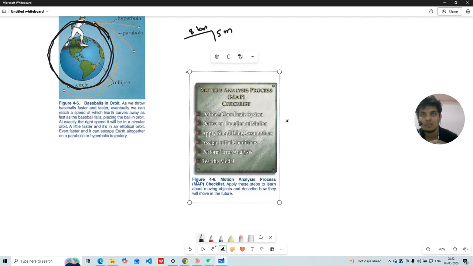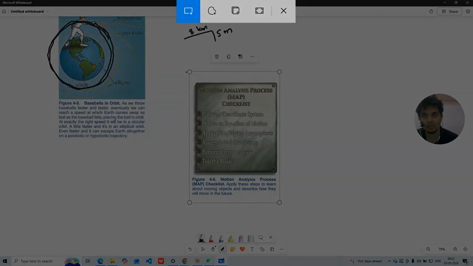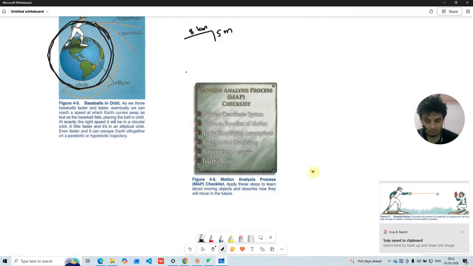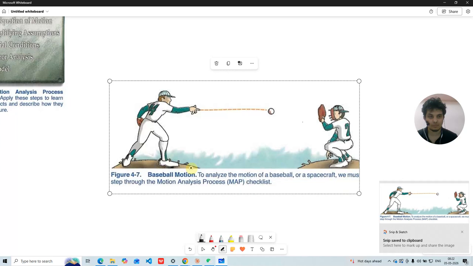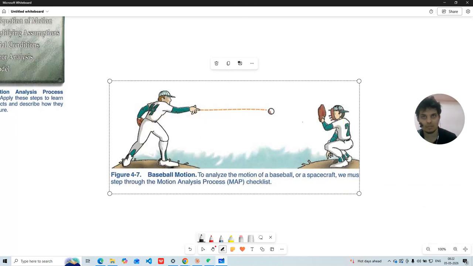Now we'll define a system. Okay, we have already done that. To put the MAP into action, imagine that you must describe the motion of a baseball thrown by two baseball players in a figure. Let me show you the figure. Here we can see the thrower is throwing the ball at the receiver.